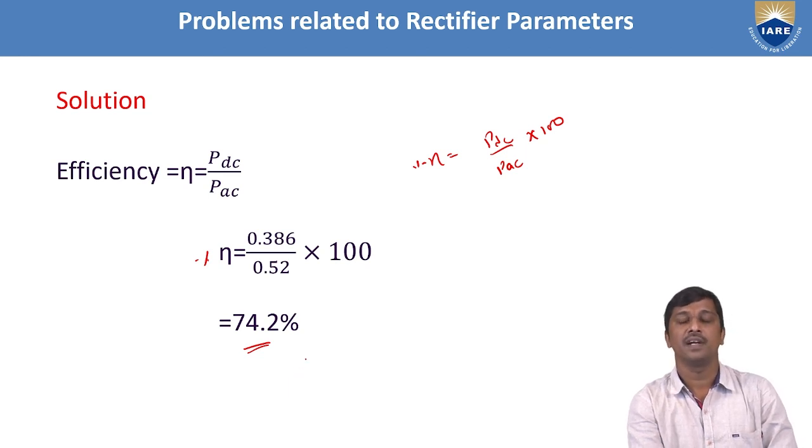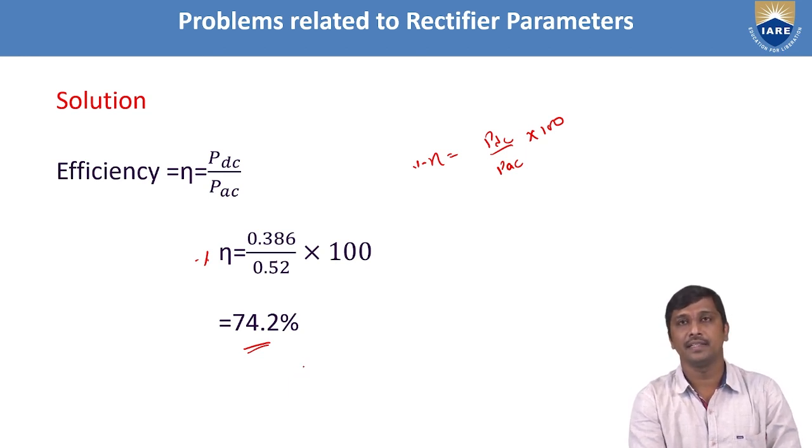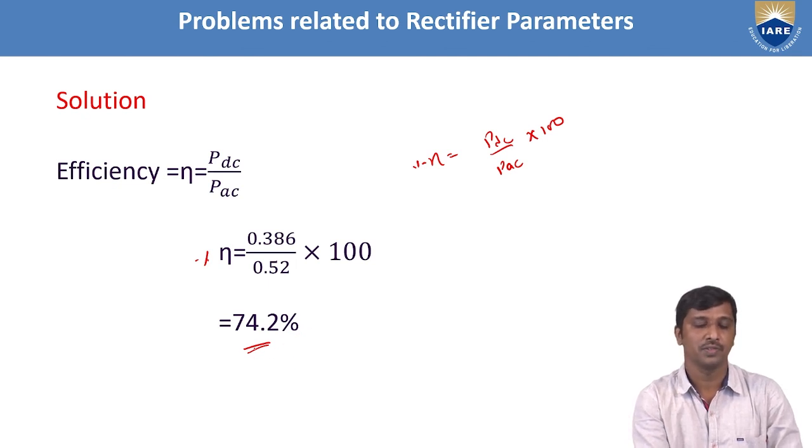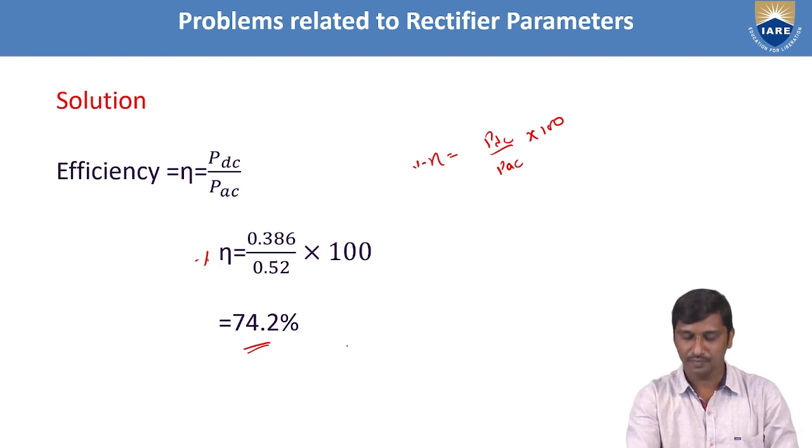And again, we know that theoretically, in a full wave rectifier, the efficiency is 81.2%. That is nearer to your theoretical value. So up to this point, we observed the peak current, RMS current, DC current, DC output power, AC input power, and efficiency with respect to the given full wave rectifier here.